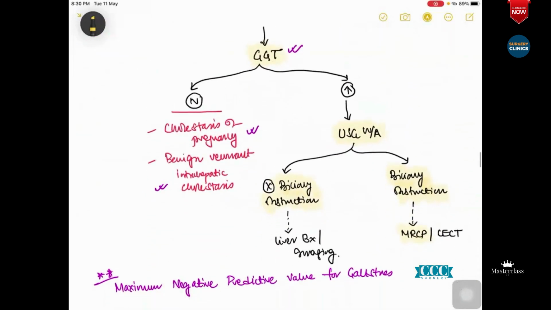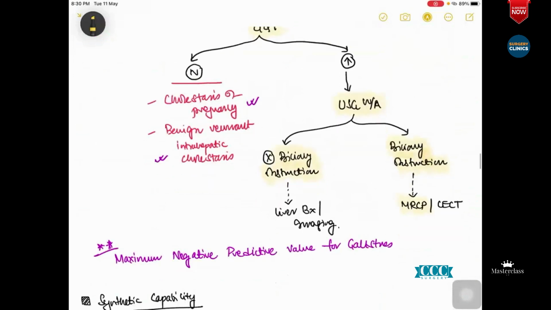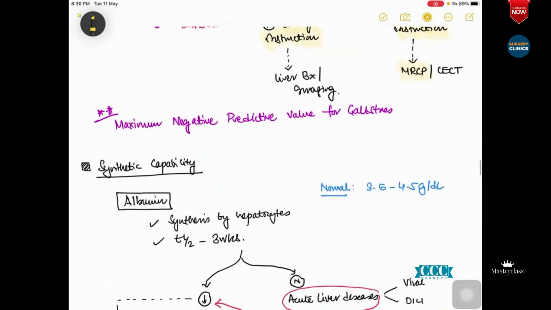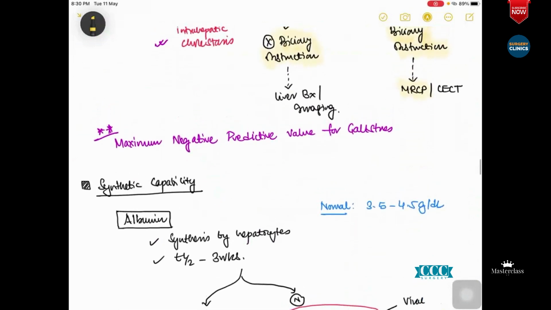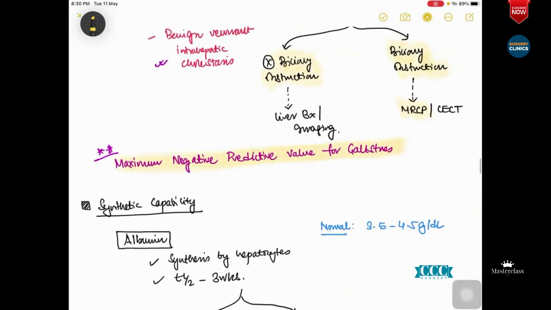Now, if you are ever asked in an MCQ which one test has a negative predictive value for gallstones, it is GGT. Okay. Now, this is an MCQ point. Maximum negative predictive value for gallstones is GGT.